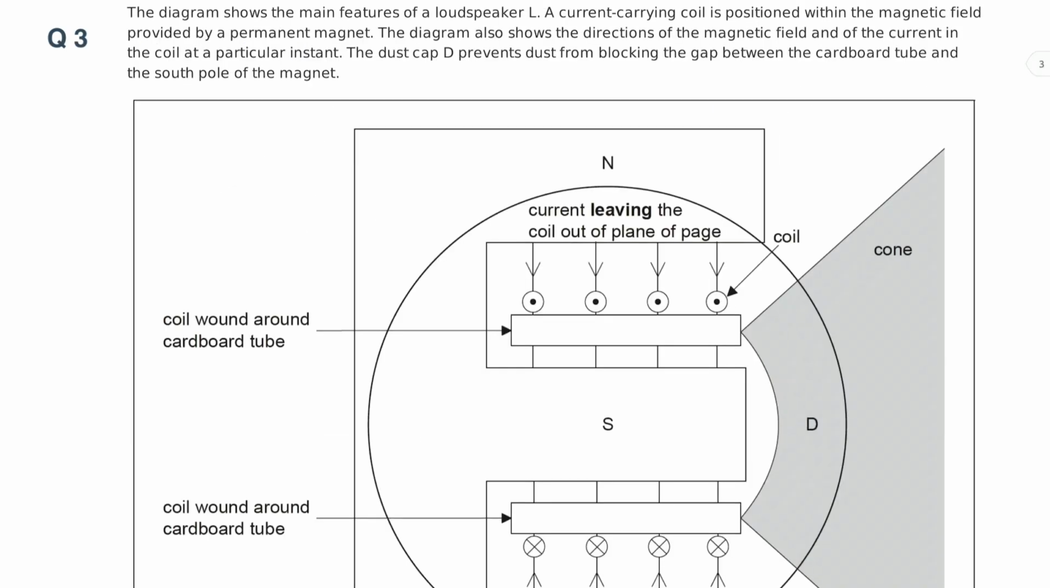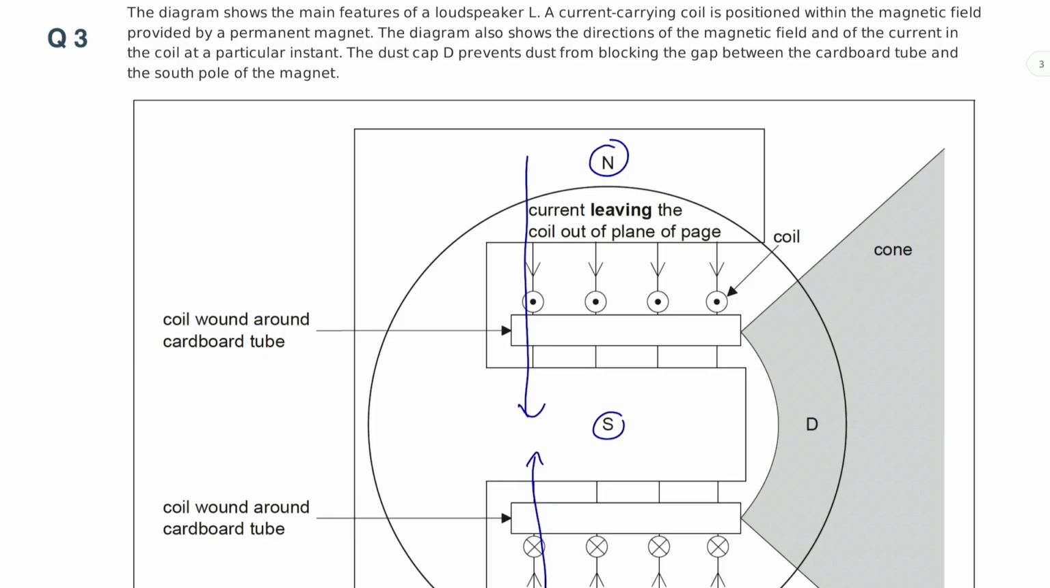Now we have a longer question here. The diagram shows the main features of a loudspeaker. A current carrying coil is positioned within the magnetic field provided by a permanent magnet. We have a permanent magnet. You can see the north and south there, and the north down here. So we have a magnetic field from there to there and a magnetic field from there to there.